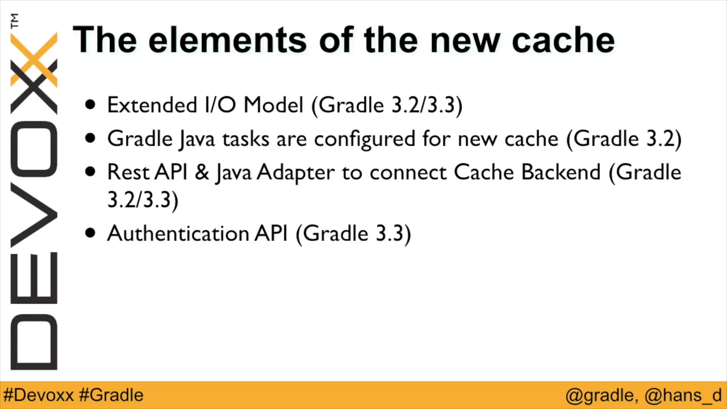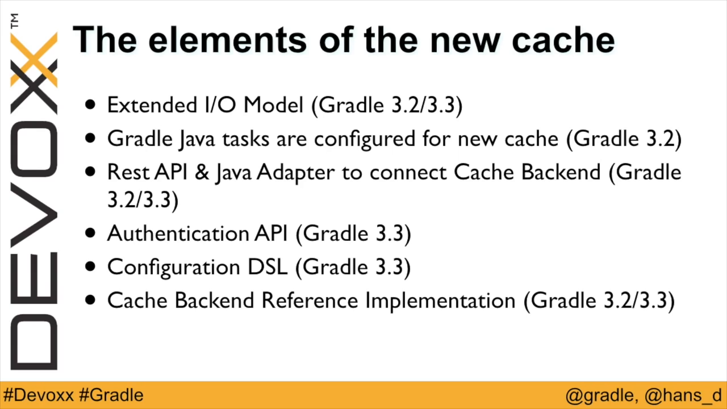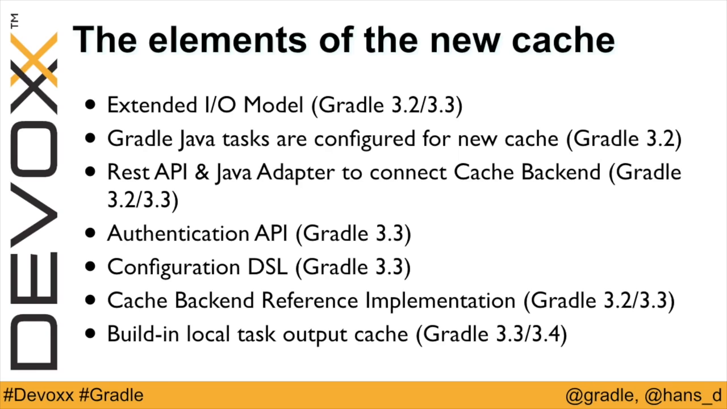Authentication API, we hope to have both of those done by 3.3. Configuration DSL, so you can configure in a nice way who should read and who should write. And a cache backend reference implementation. It's also work in progress, but something is already available. And then a built-in local task output cache. At the moment you can take the reference implementation and install it locally and it will work fine. But we want to soon ship a Gradle that comes with this new second layer of cache out of the box for local builds.